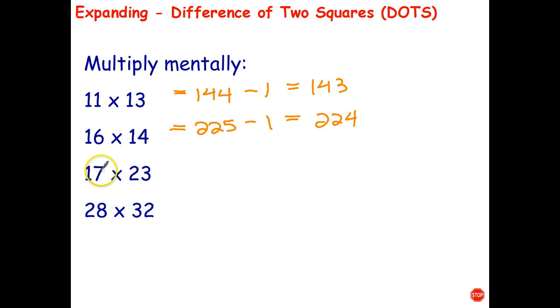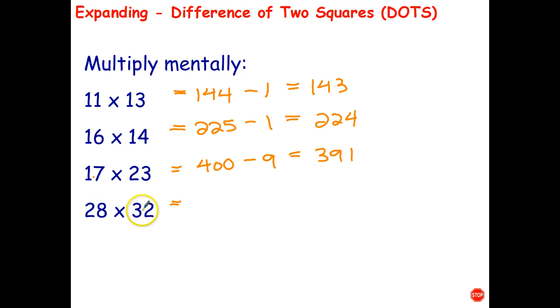What if the difference is a different number than 1? Well, let's look at 17 times 23. That is 20 minus 3 times 20 plus 3. And 20 squared is 400. 3 squared, the difference between 17 and 20 and 23, is 9. Therefore, that turns out to be 391. Okay, and you have a go, please, at the last one.